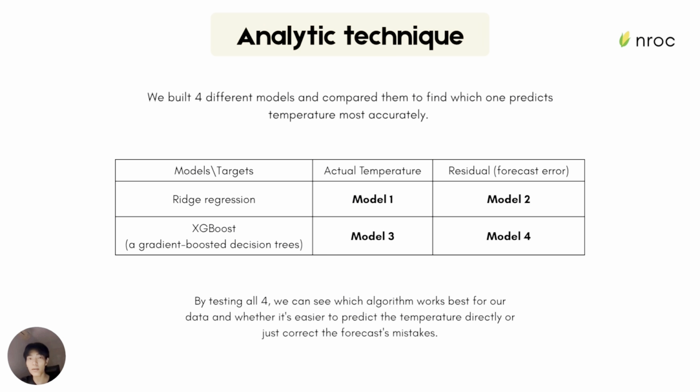Let's move on to another topic about analytic technique. We built 4 different models to compare them and find out which one will yield the most accurate result, where we try to compare between targets and models. For a target, we compare between predicting actual temperature versus predicting residual, or aka forecast error. For model, we will compare between ridge regression and XGBoost, which is gradient boosted decision trees.